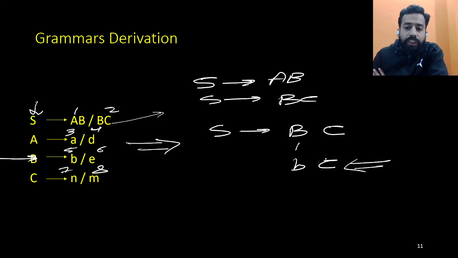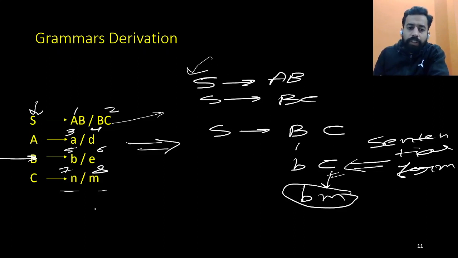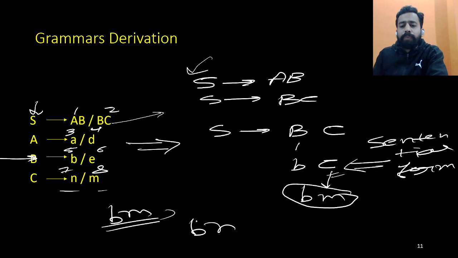Since it does not have completely terminals, because capital C is a non-terminal here, we will call it a sentential form. Do you remember it? I will tell you the definition later. This is known as sentential form. And this C can be replaced by either n or m. So you can derive any string. So bm is a string. This is another string you have generated from the starting symbol. Can you derive another string? Yes, you can. Similarly, you can derive bn as well. And there can be multiple strings you can generate.